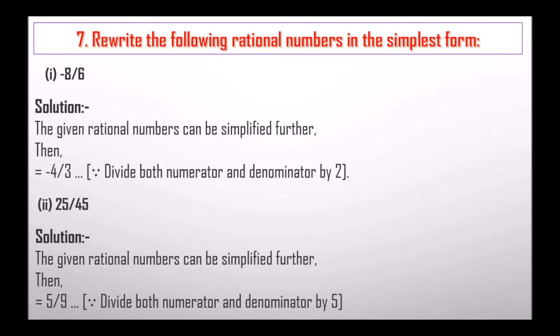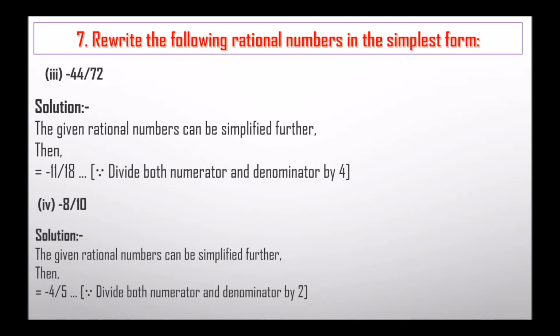Minus 8 upon 6. We have to rewrite the following rational number in the simplest form. That is minus 8 upon 6. The given rational number can be simplified further. Divide both the numerator and denominator by 2. Then minus 4 upon 3. Next, 25 upon 45. Here we can divide both the numerator and denominator by 5. So we will get 5 upon 9.